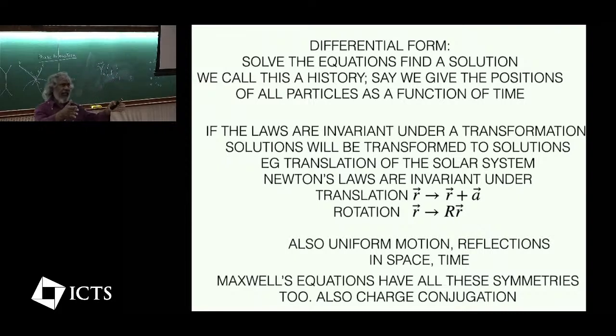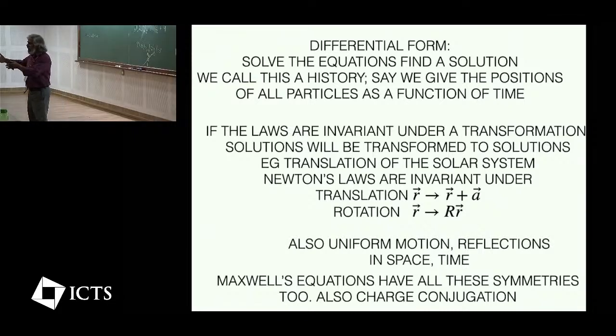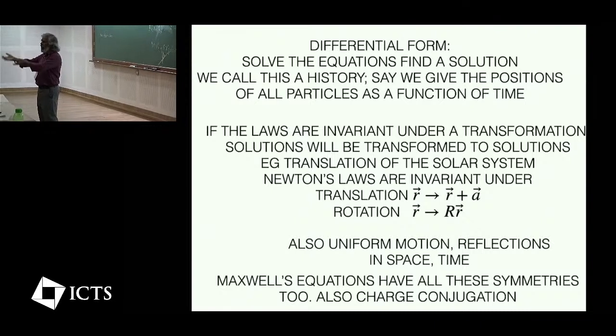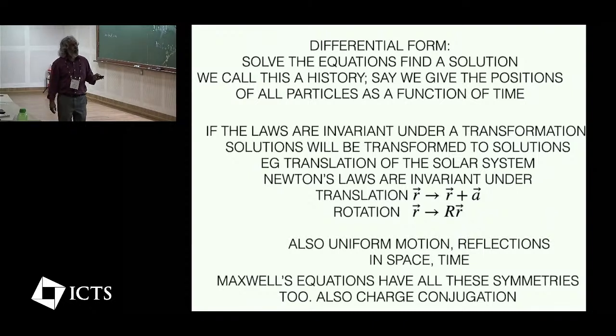So for example, if I take the whole solar system and translate it by 1 light year, and I look at the evolution of the system, it should be the same. There should be no difference between where it is now and there. So Newton's laws are invariant under translations, under rotations, and also uniform motion. If you have the whole solar system moving with a uniform velocity, you cannot tell any difference. And also the reflections in space and time. Reverse the sense of time, you'll find Newton's laws to be still satisfied.